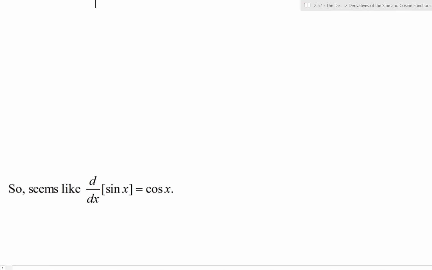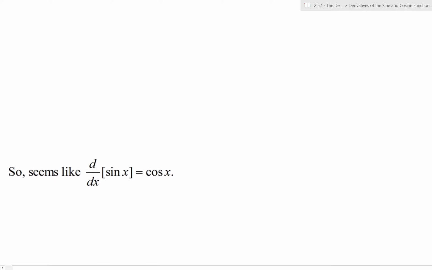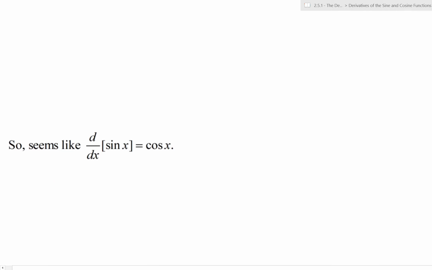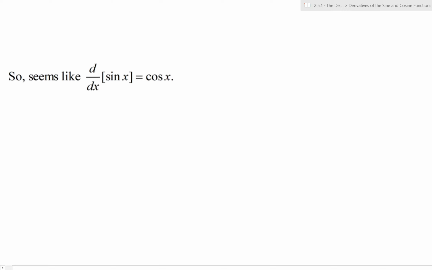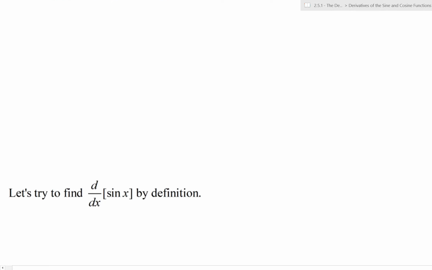Seems like that's true, right? What we just said, the derivative of the sine function is the cosine function. Now, it doesn't show it to be true, but it sure seems like it. So what we'll do is we'll actually show it to be true by using the limit definition of the derivative. So let's do that.